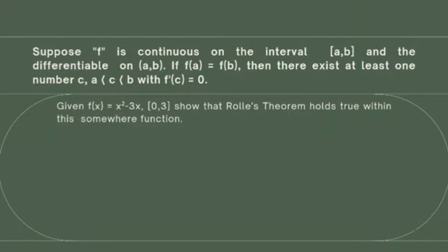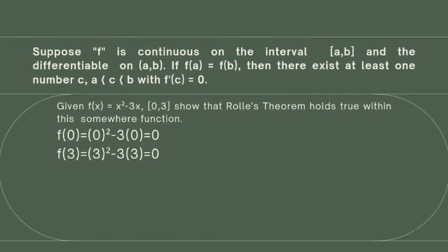So, ito po. Suppose f is continuous on the interval a and b, and differentiable on a and b. If f of a is equal to f of b, then there exists at least one number c within the interval a and b, with f prime c equal to 0. For example, given f of x is equal to x squared minus 3x, with a and b as 0 and 3, show that Rolle's theorem holds true within this function.